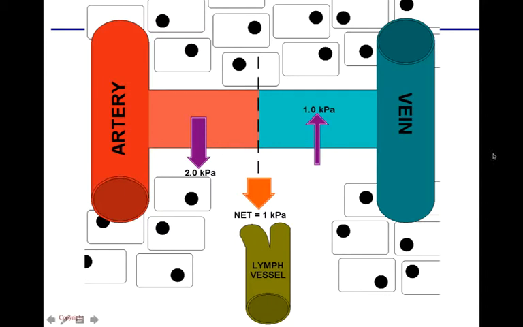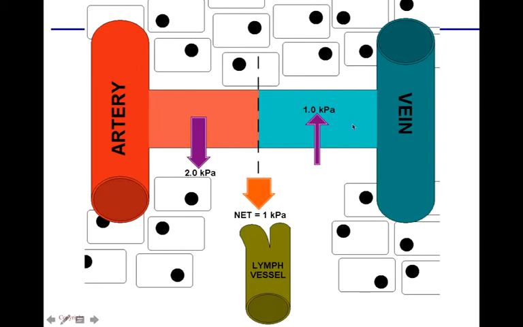Now, if we look at this as a whole, the blood is forcing some of those materials out here. So things like oxygen, water, amino acids, and triglycerides can be forced out of the blood and form the tissue fluid that bathes these cells.